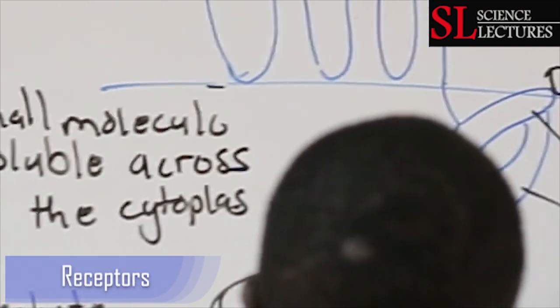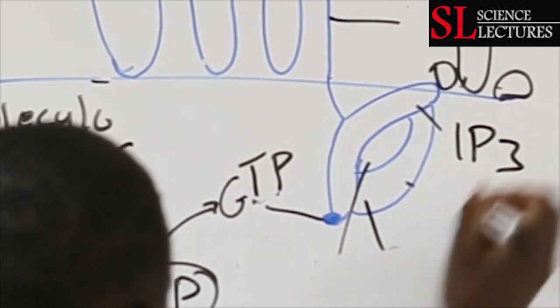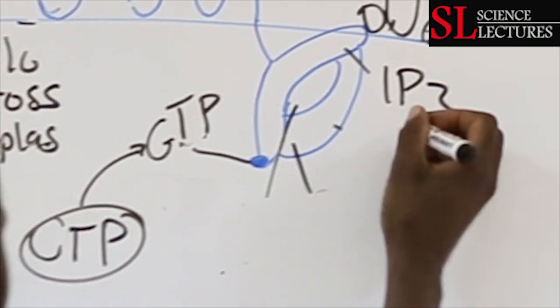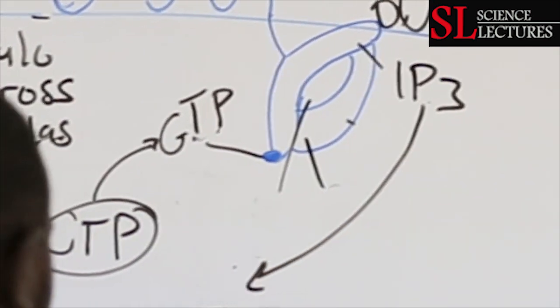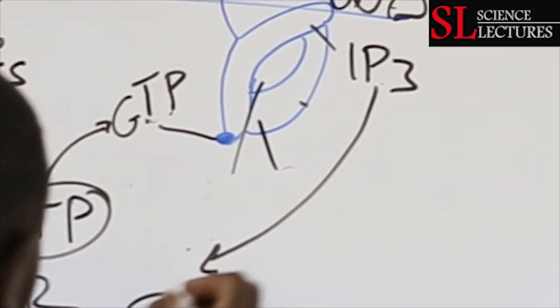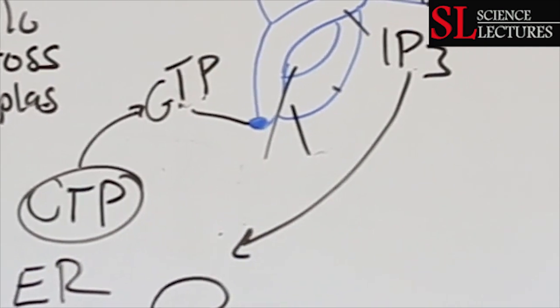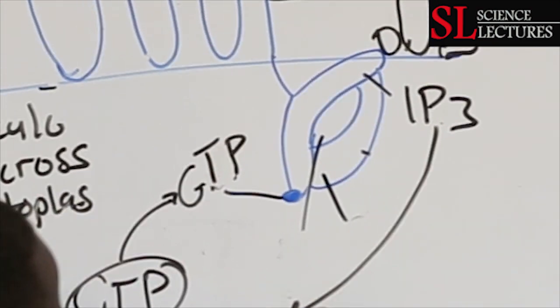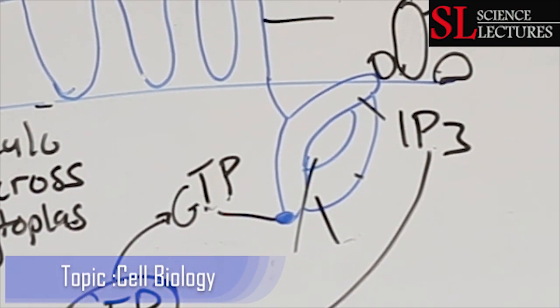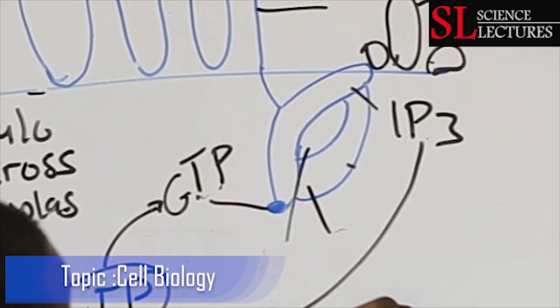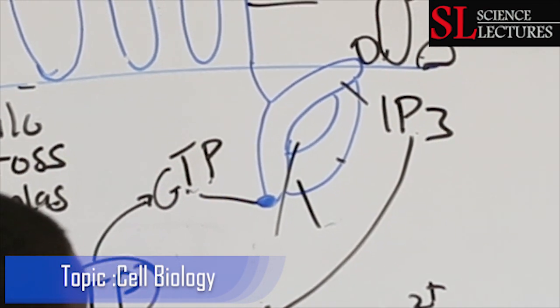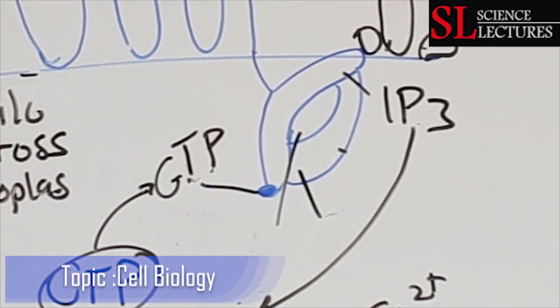So what happens is this. This IP3 shall move across the cytoplasm until when it reaches the endoplasmic reticulum, specifically the smooth endoplasmic reticulum. We are told that the smooth endoplasmic reticulum is the store of calcium ions. So the smooth endoplasmic reticulum has receptors that can bind IP3. And when IP3 is bound, it will cause the release of calcium ions, which is our first cellular response in this case.